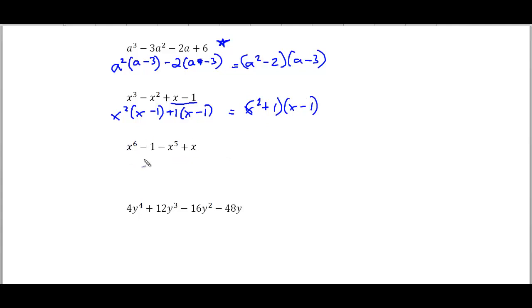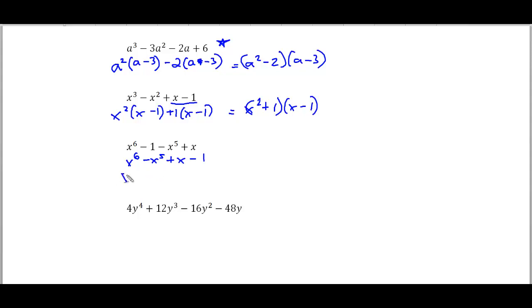Now, why is this a problem? It's a problem because the book didn't put this in alphabetical order. And by alphabetical order, I really mean in descending power order. Oh, wow. So x to the 6th minus x to the 5th plus x minus 1. So you put things in descending powers of x.